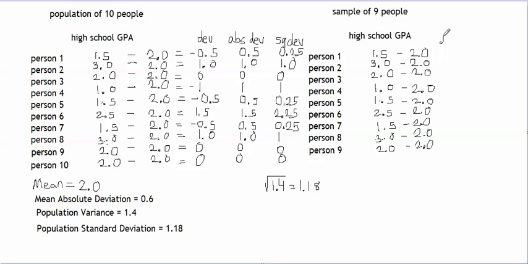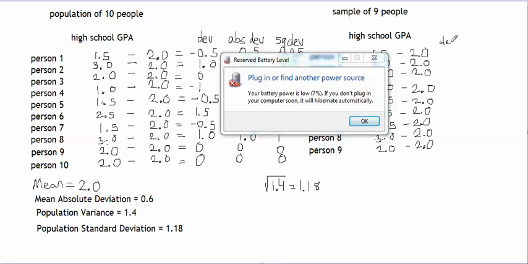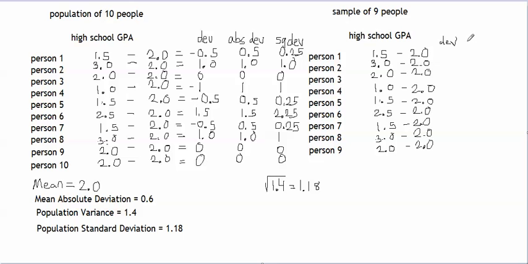We'll have deviations here. We'll have the absolute deviations here. I have to just make sure I save enough room. And we'll have the squared deviations over here.